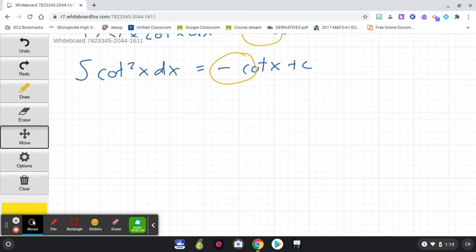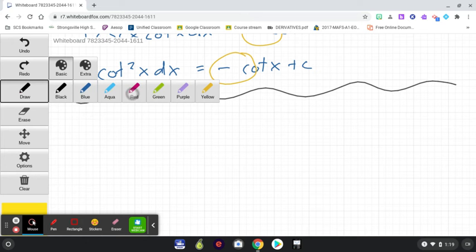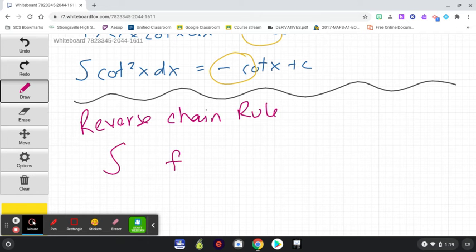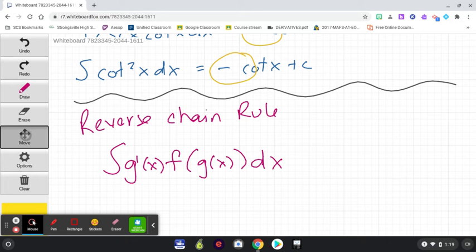Okay, so let me talk to you about the reverse chain rule. Here's really what the reverse chain rule looks like. The reverse chain rule looks like I have a function. We'll say f of g of x. So I have this composite function. And then I have this extra function with it. And I'll say that's g prime, okay?